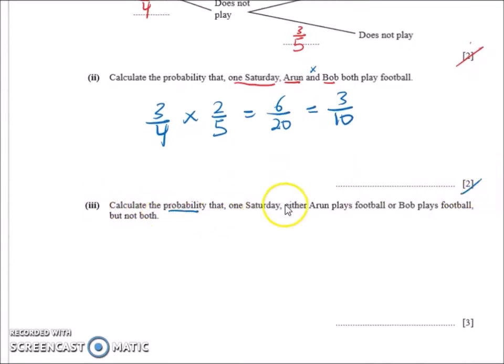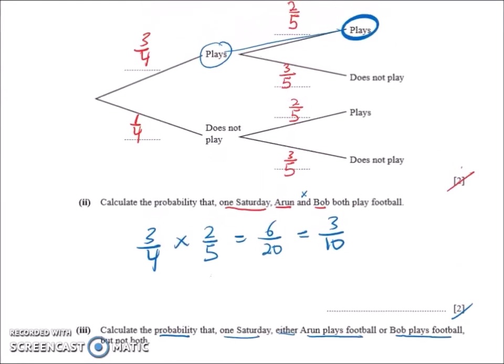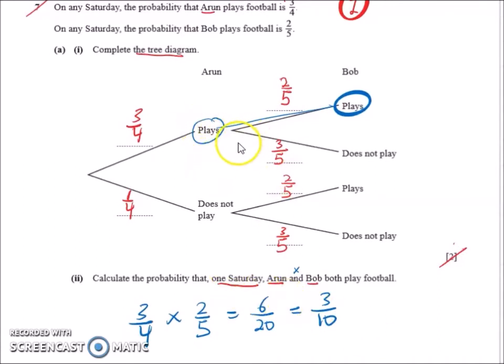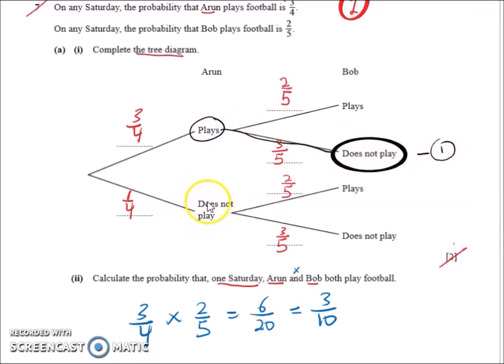And we look at the other questions here, 2 marks here. Calculate the probability that one Saturday either Arun plays football or Bob plays football, but not both. So it means that it can be in a way Arun plays or Bob plays. So you can look back at this diagram here. Arun plays or Bob plays. So you can say that Arun plays and Bob does not play. So this is number 1. And Arun doesn't play, and let me choose a different color over here. So let me go to green color. Doesn't play over here and he plays. So there is another one more.